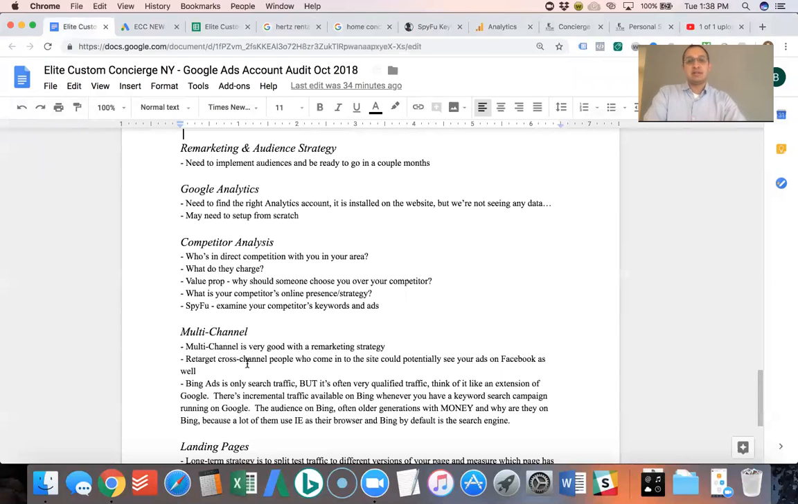So the whole idea here is you're getting in front of and re-engaging people that are warmer than the initial visit to your website. These people have already been to your site, they've seen your stuff. They're more likely to convert on that second time around. And we see it all the time. It's a really good strategy.